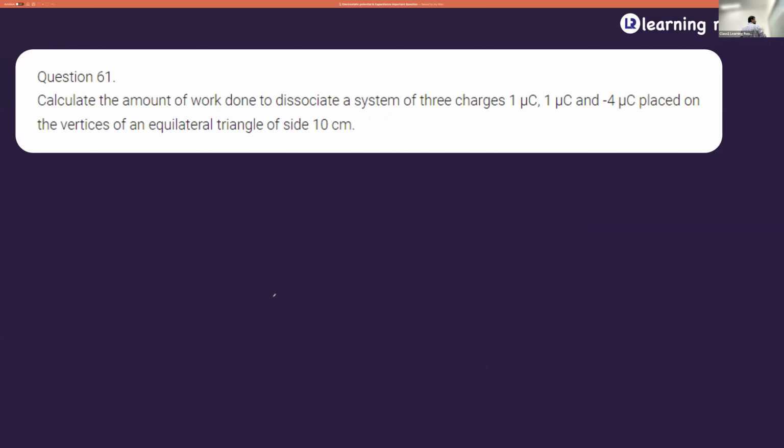This one. Calculate the amount of work done to dissociate a system of three charges 1, 1 and minus 4, which are placed at the vertices of an equilateral triangle. This you can solve it fast now. Calculate the amount of work done to dissociate a system of three charges 1 microcoulomb, 1 microcoulomb and minus 4 microcoulomb placed at the vertices of an equilateral triangle of side 10 centimeters.